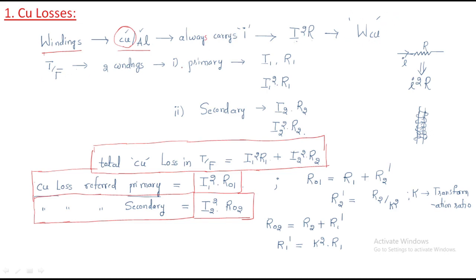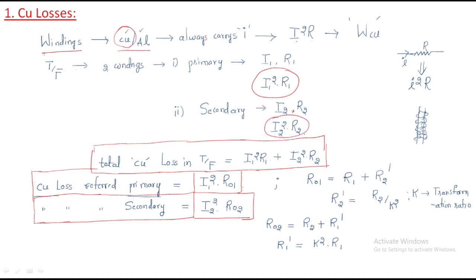A transformer has two windings. The first, the primary winding, has resistance R1, and current I1 flows. That's why it has the copper loss I1 square R1. And in the secondary we have current I2 flowing and resistance R2, so it is I2 square R2. So the total copper loss in a transformer is I1 square R1 plus I2 square R2.